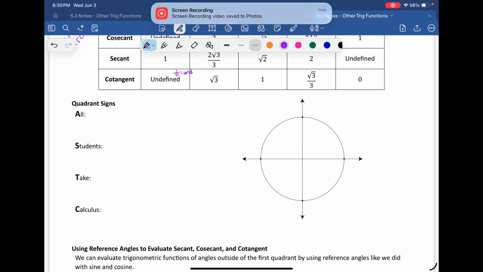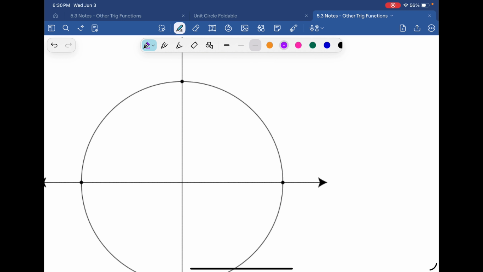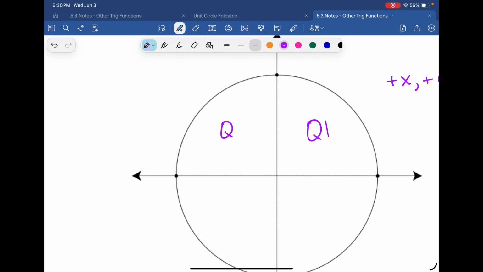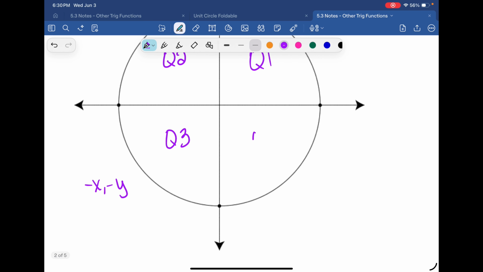All right, so we're using a mnemonic device to help you remember what's positive and what's negative in each quadrant. Okay, so quadrant 1, we had a positive x, positive y. Quadrant 2, negative x, positive y. Quadrant 3, negative x, negative y. Quadrant 4, positive x, negative y.